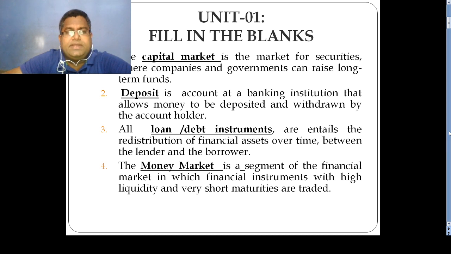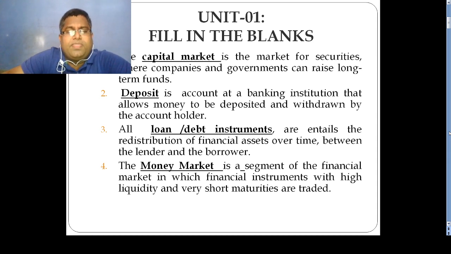The second fill in the blanks is: which account at a banking institution allows money to be deposited and withdrawn by the account holder? That is the deposit account. What is the major function of a bank? The function of a bank is accepting savings and disbursing loans. A deposit is an account through which money can be deposited and withdrawn by the account holder.